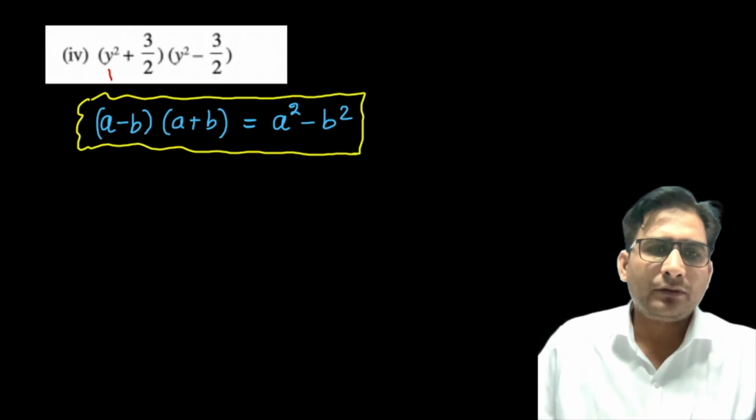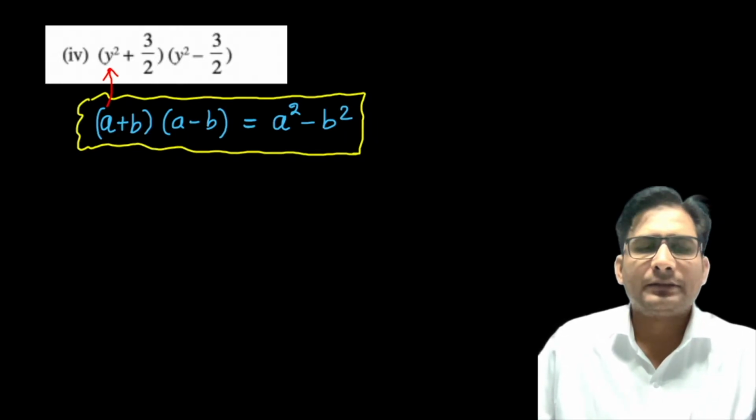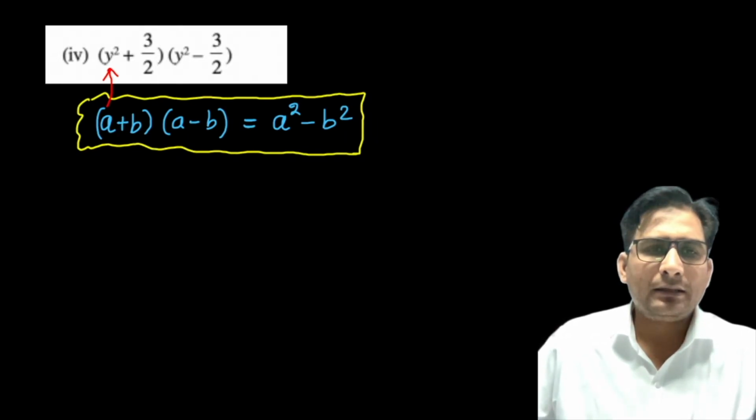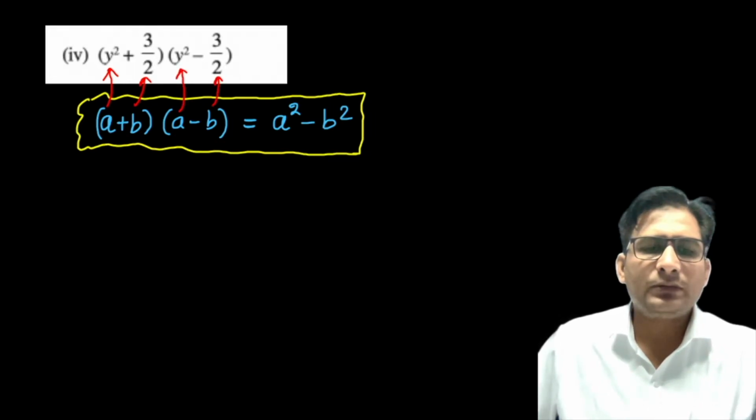So what is the value of a given in the question? A is equal to y square. If I write it plus here and minus here, then it is easy to compare it: a plus b and a minus b like this, right? What is the value of b here? The b is 3 by 2. What is a? A is y square. And what is b? B is 3 by 2. Now use this identity here to simplify this expression.